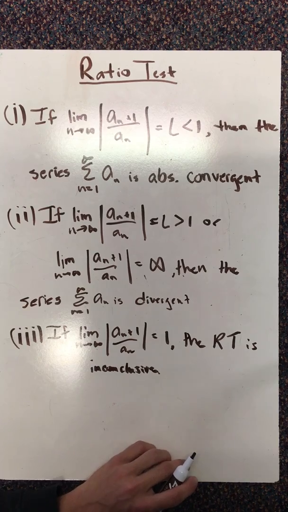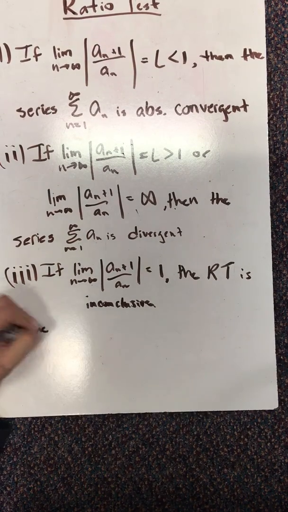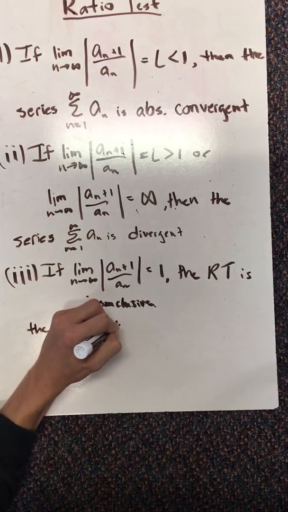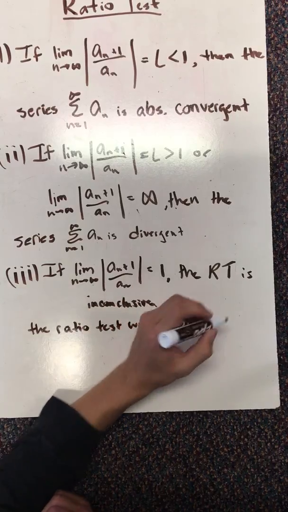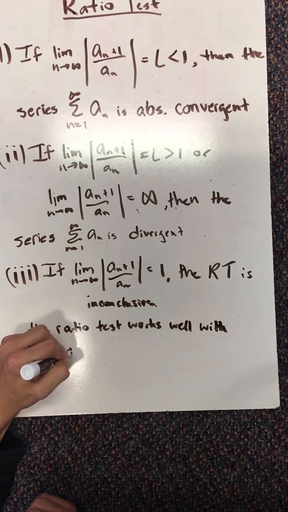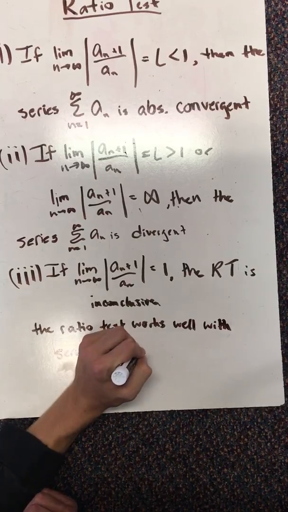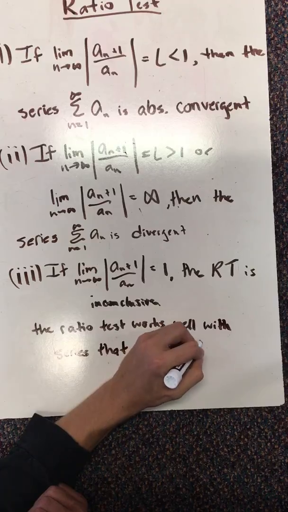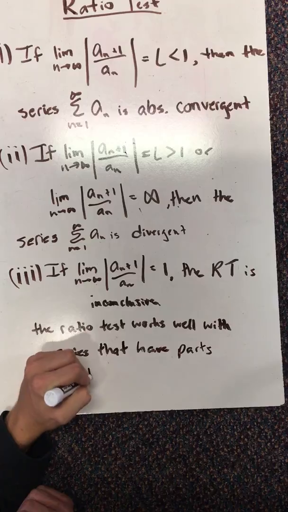There are various tests you can use for Taylor series. As I mentioned before, the ratio test works well with series that have parts that grow rapidly, such as n factorial.